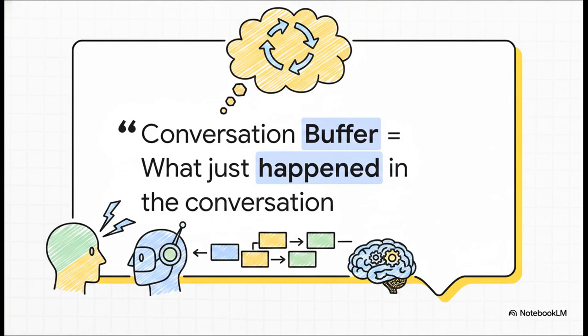At the end of the day, if you take away nothing else from this explainer, remember this one insight. The conversation buffer is simply the AI's grasp of what just happened. It's the absolute core mechanism that makes chatting with an AI feel natural, continuous, and highly contextually aware.